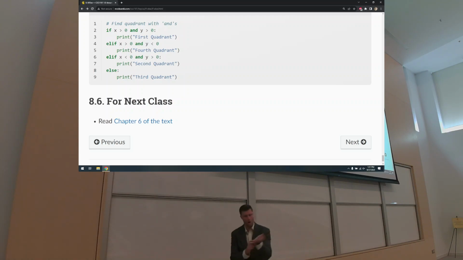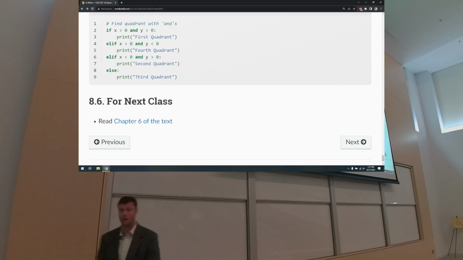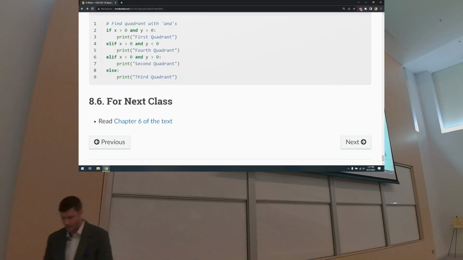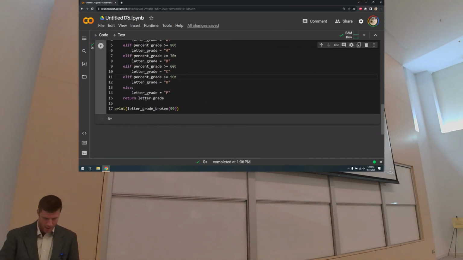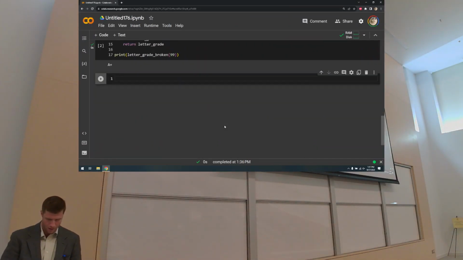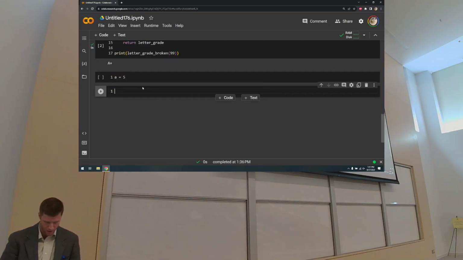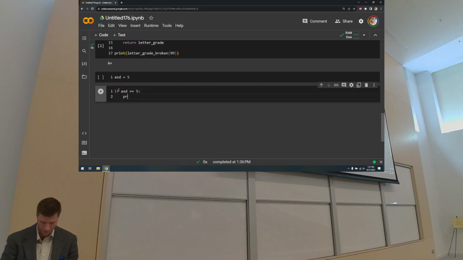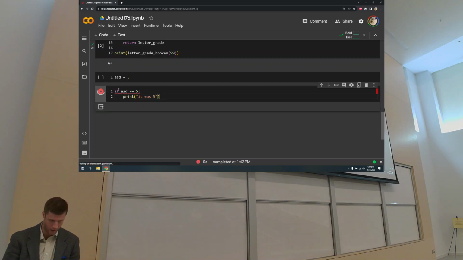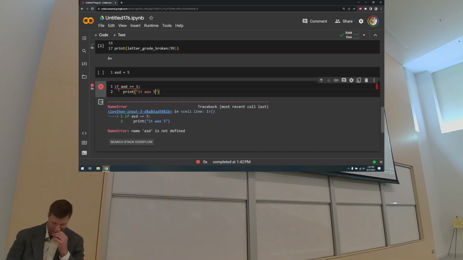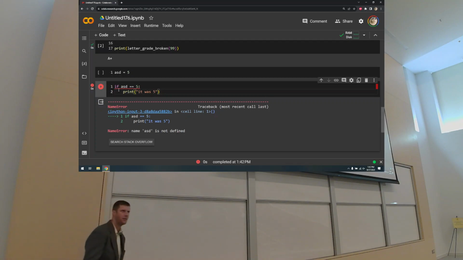Oh, you know what? One thing I wanted to say, because multiple people came to office hours with this question, and this will sneak up on you. Let's say I've got a cell where I have a equals 5, and then I have another cell, well, let's call it ASD, some arbitrary variable name, and then I say, okay, if ASD equals 5, print it was 5. I'm going to hit run, and it crashes. And it says ASD is not defined. It's because I didn't run the first one.